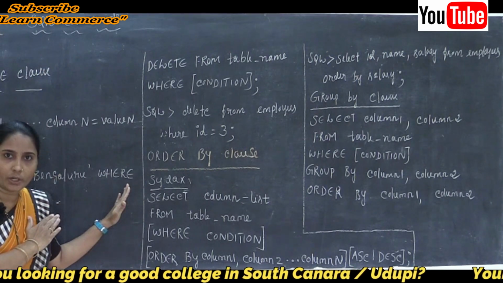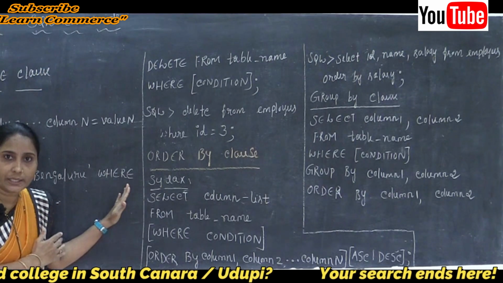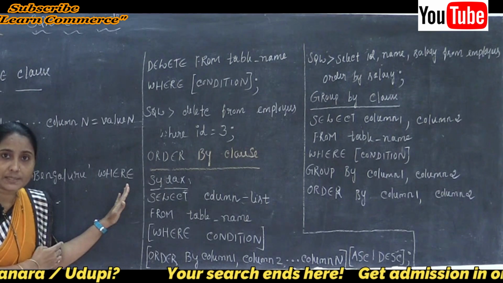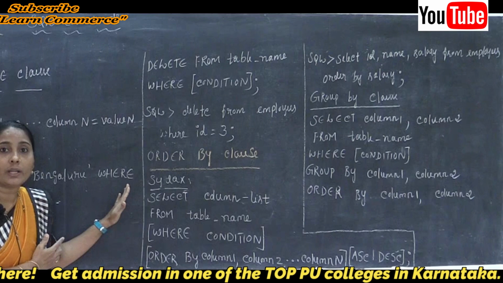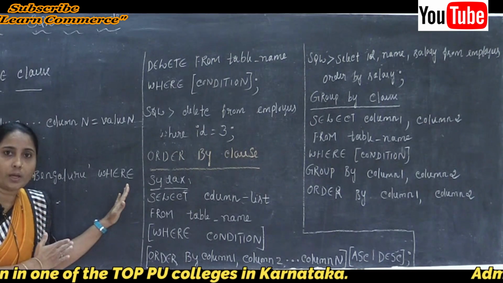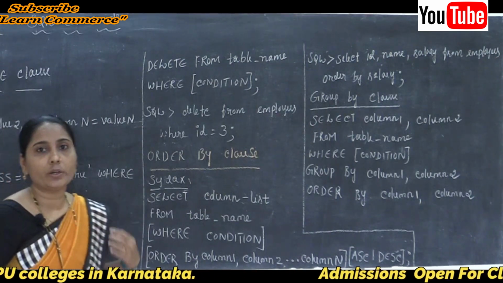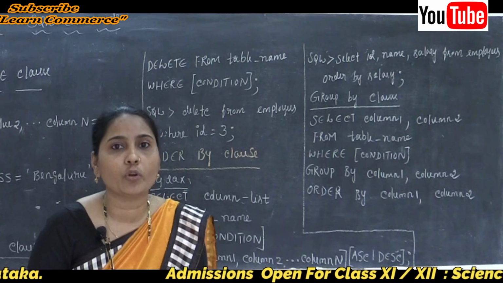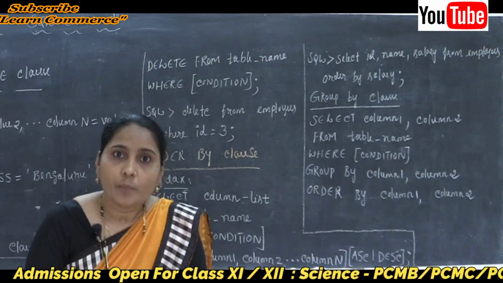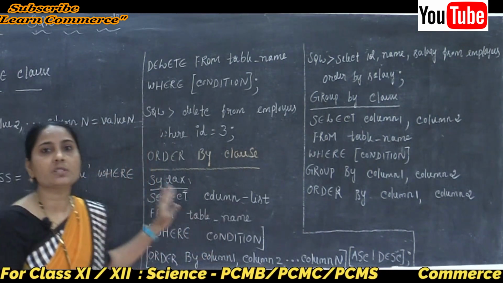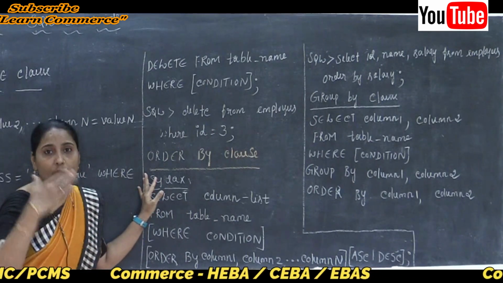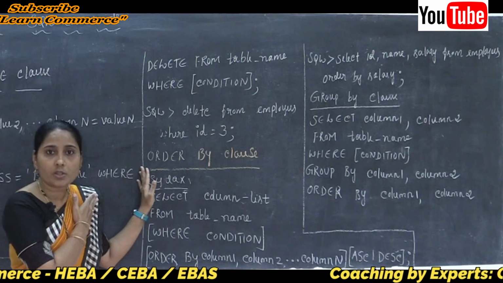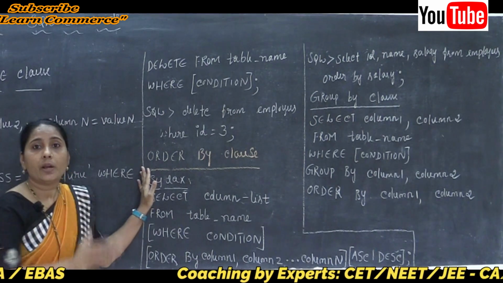So by using the order by clause, we can arrange the data of the database or from the table, and the data is going to be arranged in ascending order or in descending order based on one or more columns. That means we can use more than one column in the order by clause. We can arrange the data by using more than one column with the order by clause.